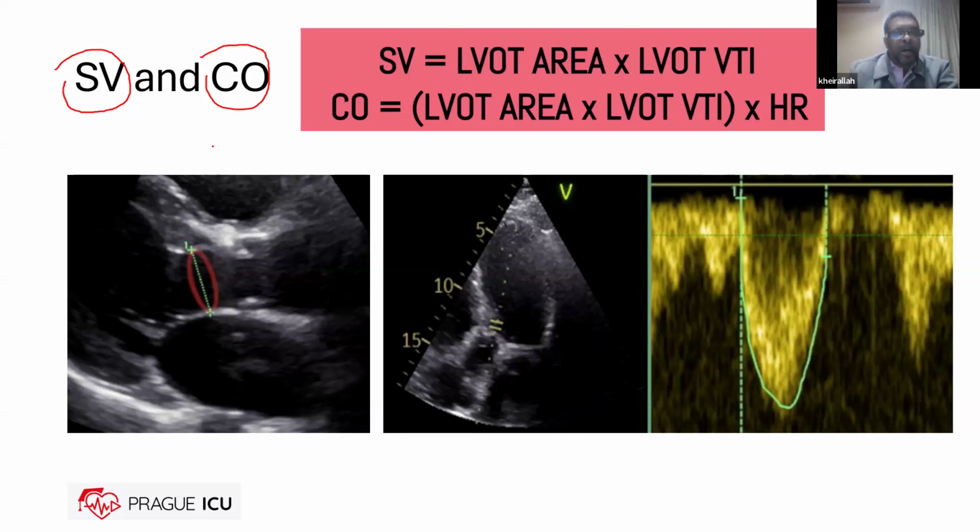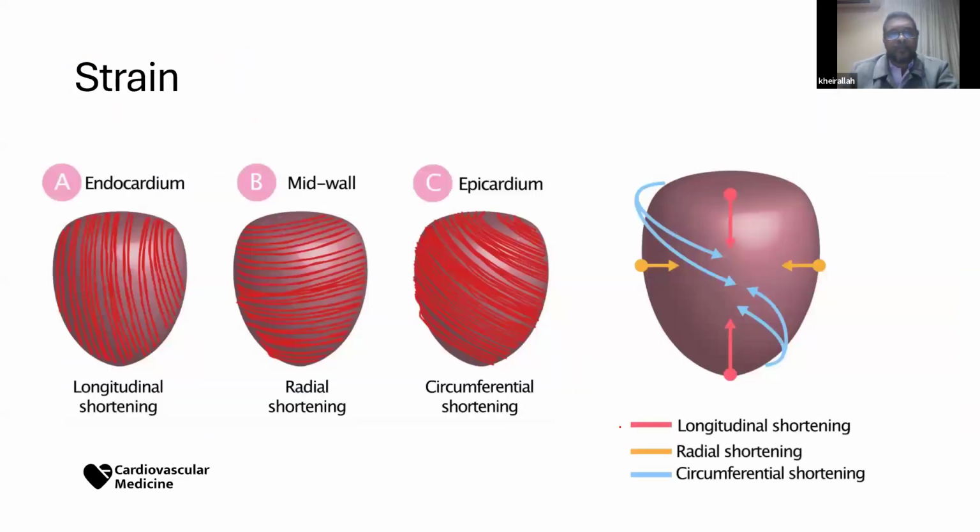But anyhow, as far as this presentation is concerned, just know that we can measure the stroke volume and the cardiac output from echo this way, okay? And the difference between the cardiac output and the stroke volume is that the cardiac output is stroke volume times heart rate, okay? That's it. Now, what is strain? Because you heard about this a lot probably.